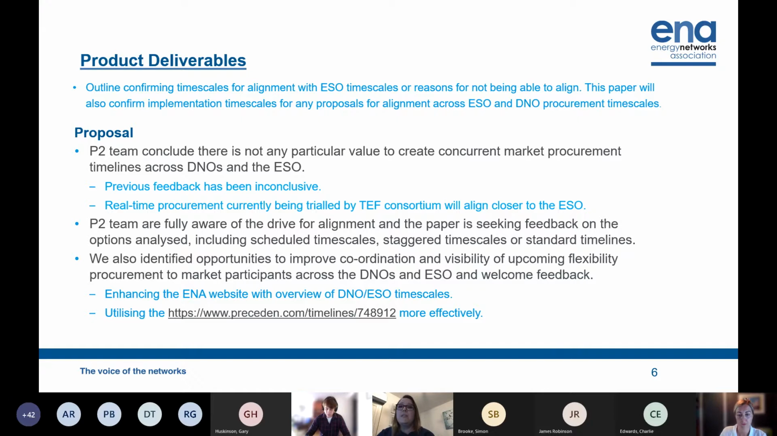And we have also identified opportunities that we can improve some of the coordination and visibility of upcoming flexibility procurement, both within the D&O and ESO market. So for that, we're looking to enhance the ENA website to give a better overview of the timescales and timeframes related to D&O ESO procurement. And we're hoping to do that through the existing precedent system that the ENA already has in place, that already does signpost some of the procurement that's underway through D&O activities, and the link for that is there.